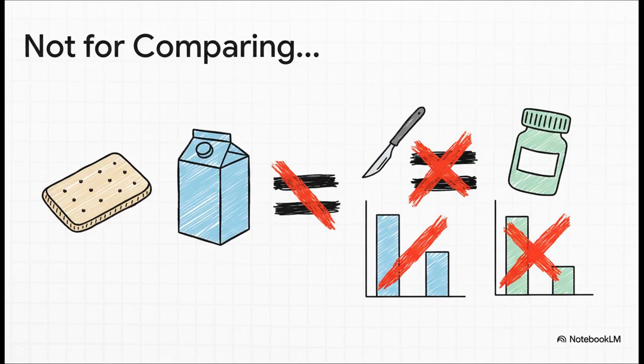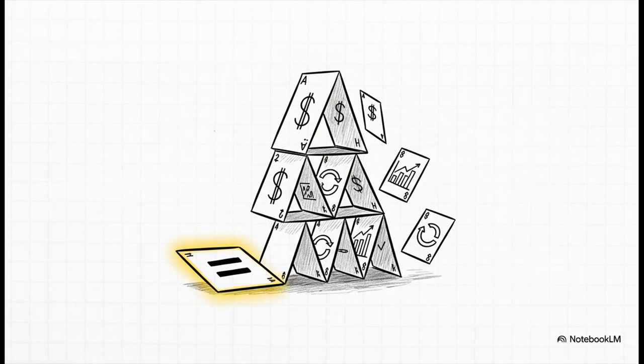But on the flip side, you can't use it to compare a biscuit and a carton of milk. They're just not the same thing. In healthcare, that means you can't use CMA to compare, say, a surgery against a medication if they have different success rates or different recovery times. If the outcomes aren't equal, CMA is just the wrong tool for the job. Period.